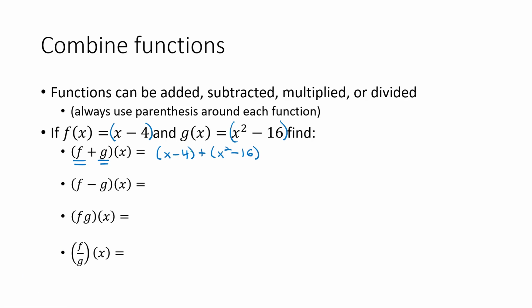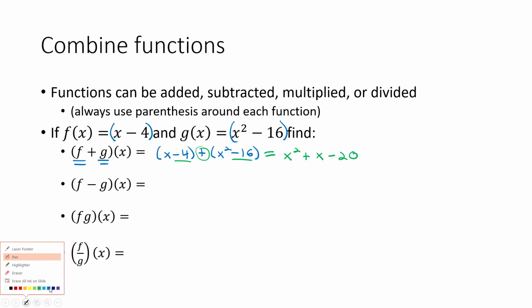Then we clean it up and do some simplifying. When we're adding polynomials in this case, it's just combining like terms. Keeping things in order, we have an x squared, we have a positive x, and -4 and -16 is -20. And now we have f plus g of x. We could even plug a number in. If we had f plus g of 2, we'd plug 2 in for each of those x's, and we'd get a solution.